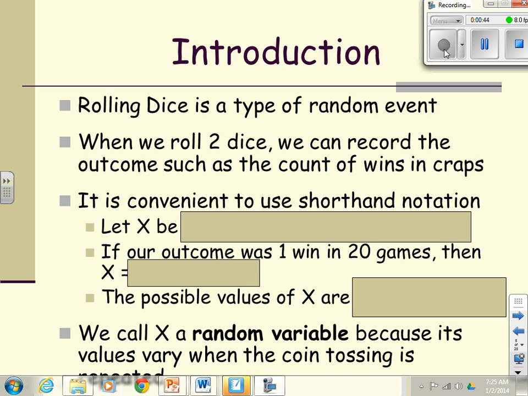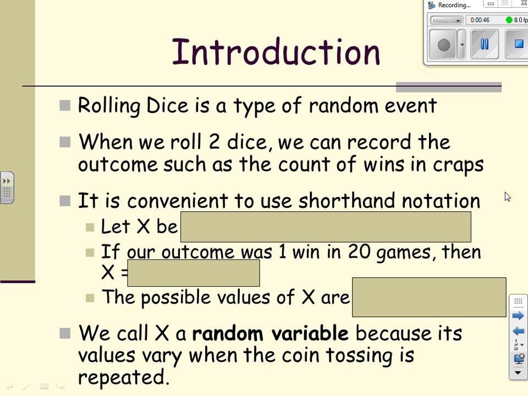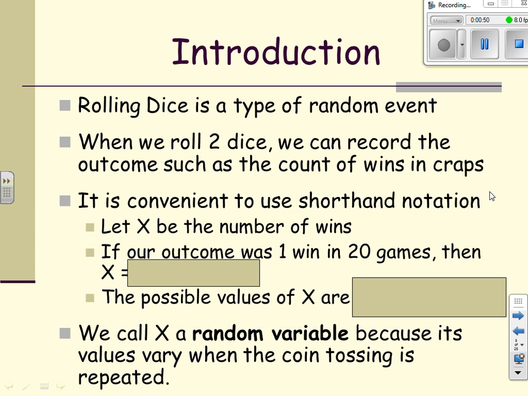So we say X is going to be the number of wins. All right, so we say X is going to be the number of wins, and that's important because we want to always make sure that we define our variables just as if we were in an algebra class. Now, if we only get one win out of 20 games, then what does X equal?